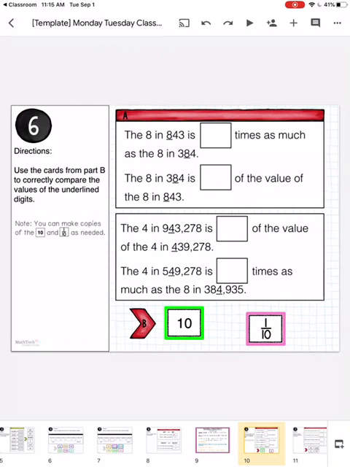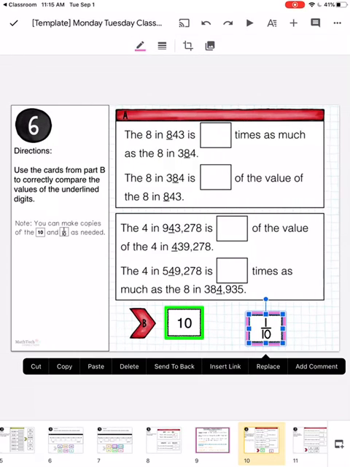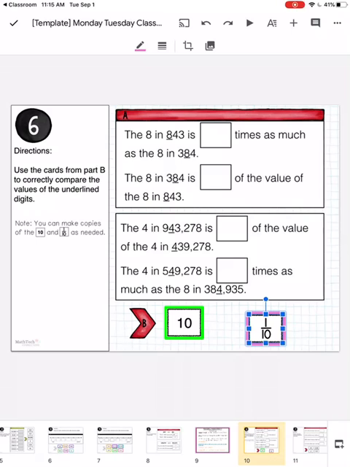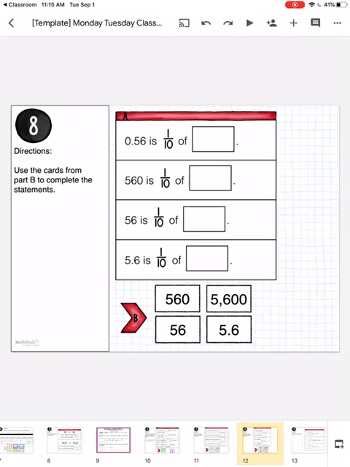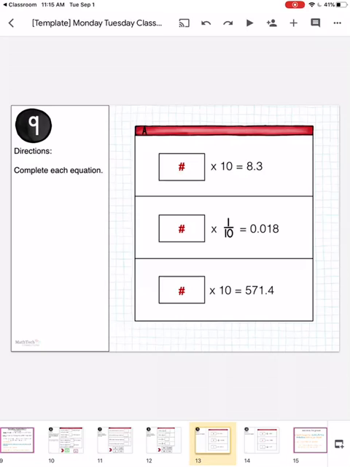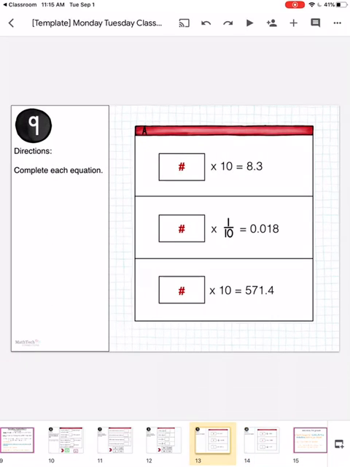Let's see, for these ones, you can make copies. Oh, look, the directions say you can make copies of the 10 and 1/10. So I'm going to copy, click it again, paste, there we go. And move it over here. Excellent. Let's see if there's any other types. Nope, they're all the same ones, and it still has the directions. Okay, so this is how you can actually change the answers in your Google Slides.